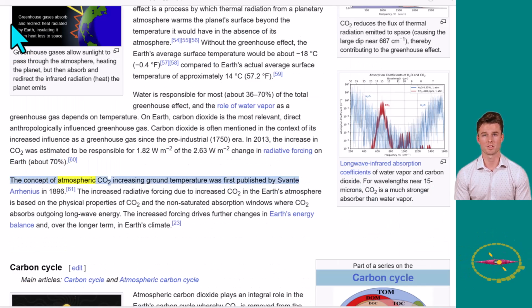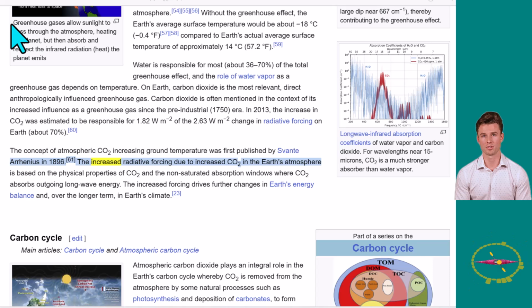The concept of atmospheric CO2 increasing ground temperature was first published by Svante Arrhenius in 1896. The increased radiative forcing due to increased CO2 in the Earth's atmosphere is based on the physical properties of CO2 and the non-saturated absorption windows where CO2 absorbs outgoing long-wave energy. The increased forcing drives further changes in Earth's energy balance and, over the longer term, in Earth's climate.